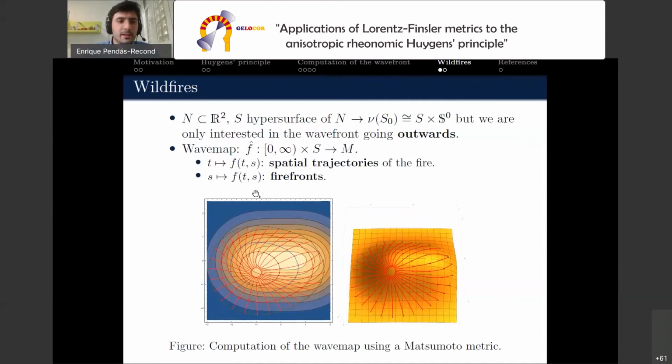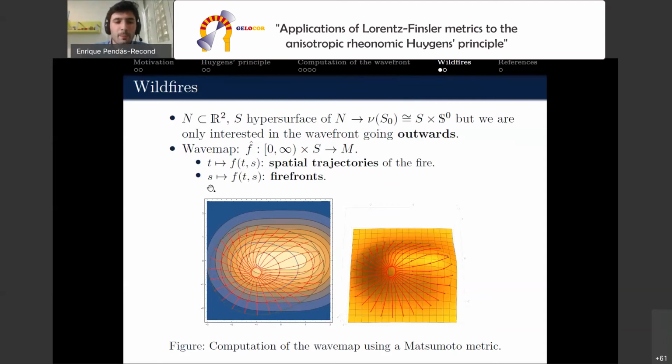And finally, the specific application we are currently working on is the case of wildfires. When modeling wildfires, the space M is a two-dimensional surface embedded in R3, and the initial fire front is a hypersurface of N. So we basically have the same situation as before. There are two light-like orthogonal directions, but now we are only interested in the wavefront going outwards because the inward region is usually assumed to be already burned. So we can draw the dependence on the direction in the wave map, and fixing a point in the initial fire front and varying t, we obtain the spatial trajectories of the fire, which are these red curves.